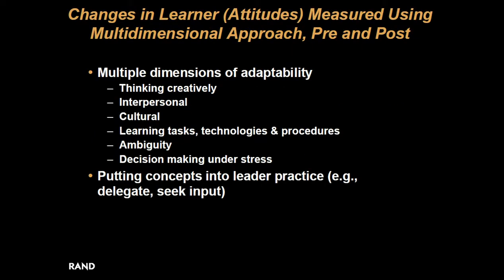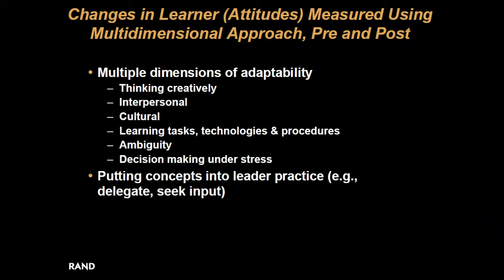Another way in which we measured changes in learners had to do with changes in their attitudes about being adaptable on the job. And so we used essentially a similar approach to the JAI. So the JAI was not commercially available at the time for us to use. There were some sample items out there in the public domain that we used, as well as some other instruments and some of the items we developed ourselves. So we focused on 6 of the 8 dimensions of adaptability that were emphasized most in the course.